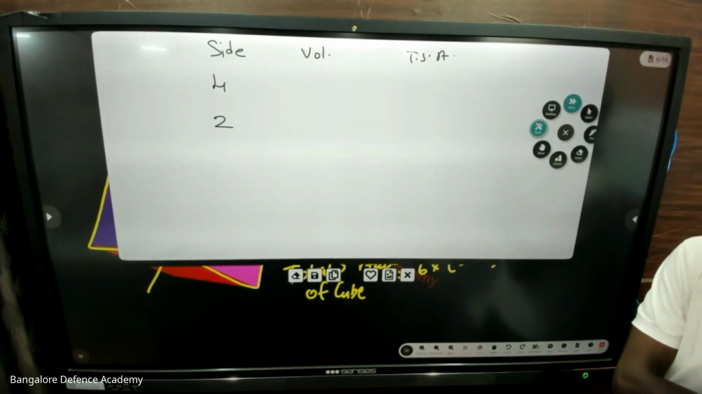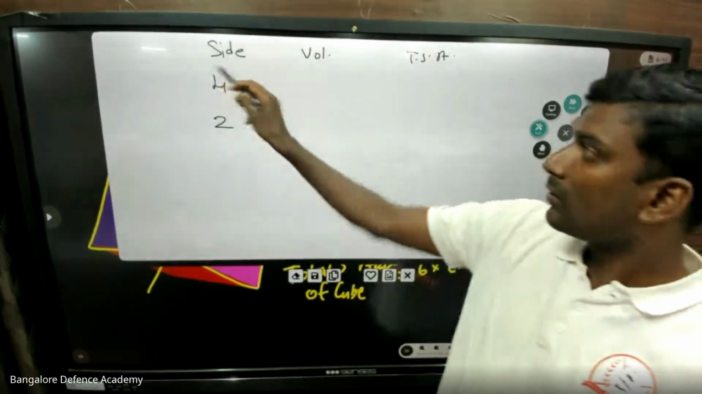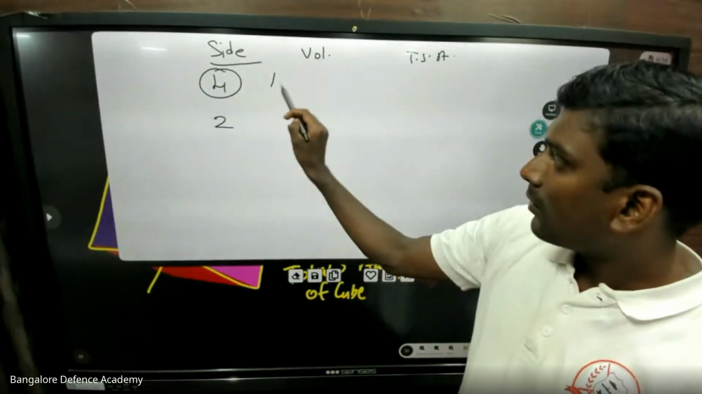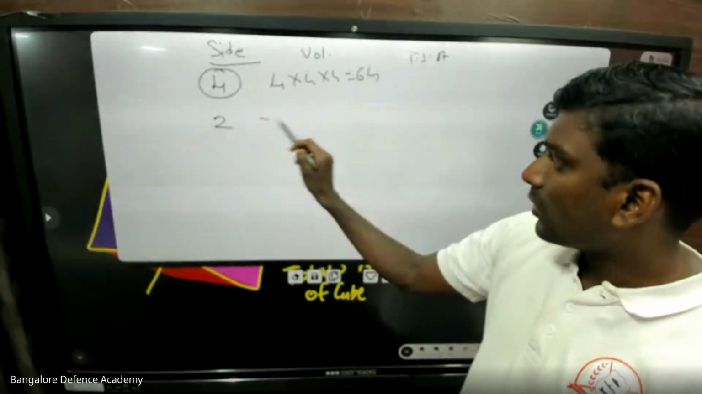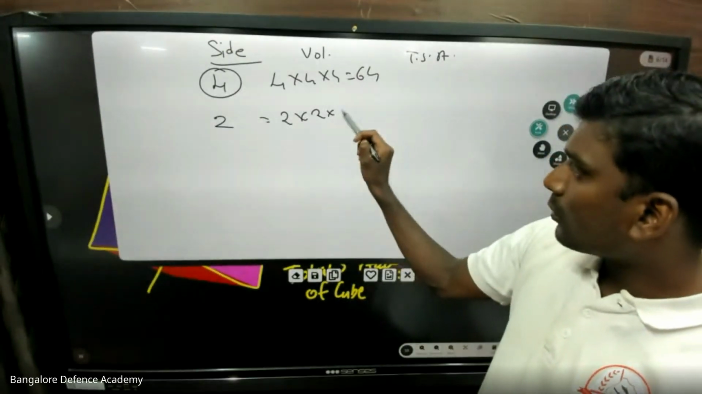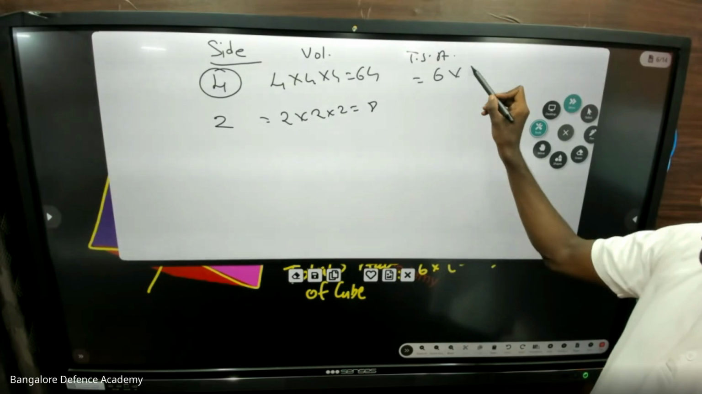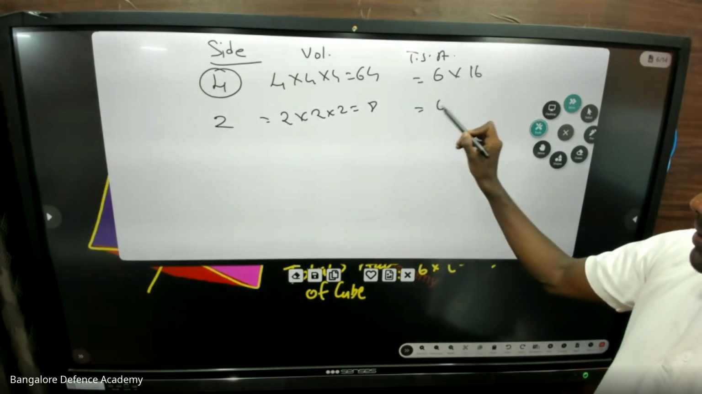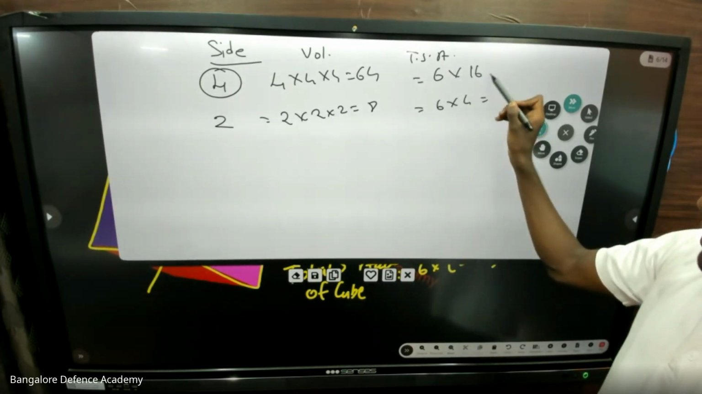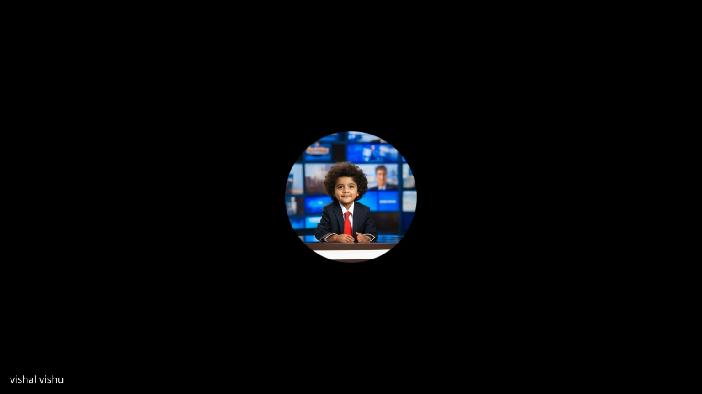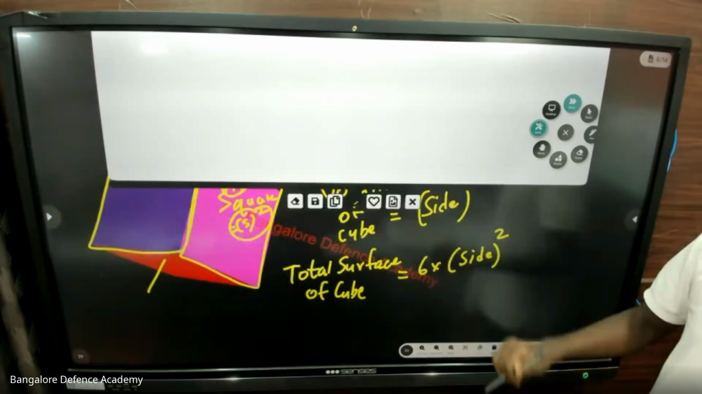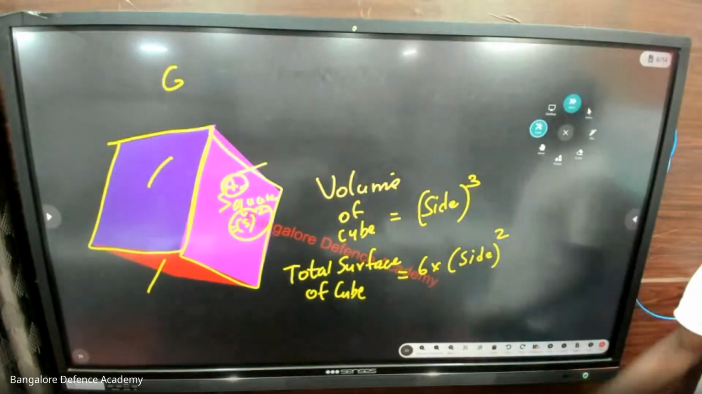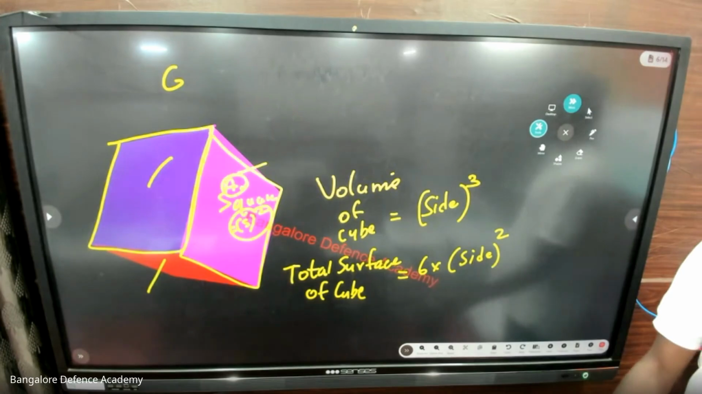Now, what is the volume of the cube in this case? 4 into 4 into 4. How much did you get? 64. Surface area: 6 into 16, correct? And this will be 6 into 4. Is it right? Have you done the right steps? Yes, sir. Good. Okay, so we have the cube volume and total surface area. You got it? Shall I do the next part?